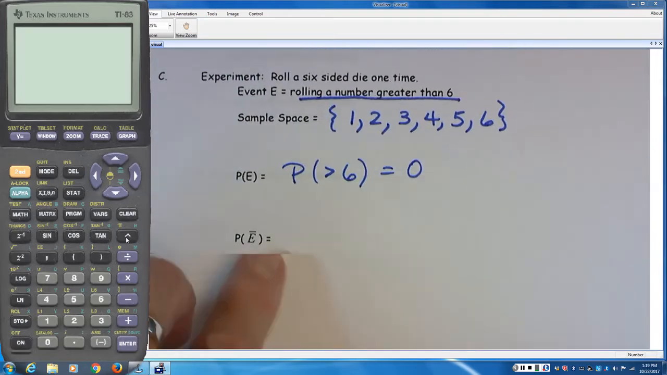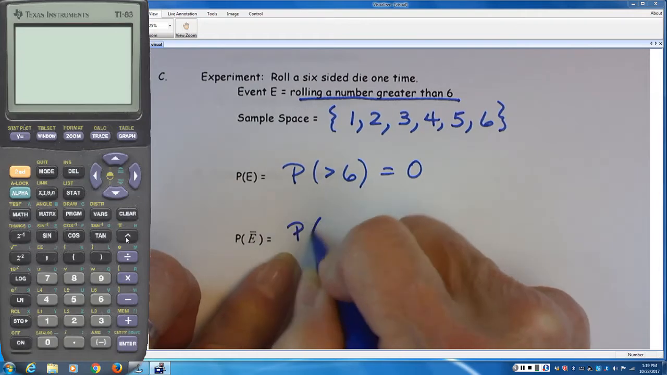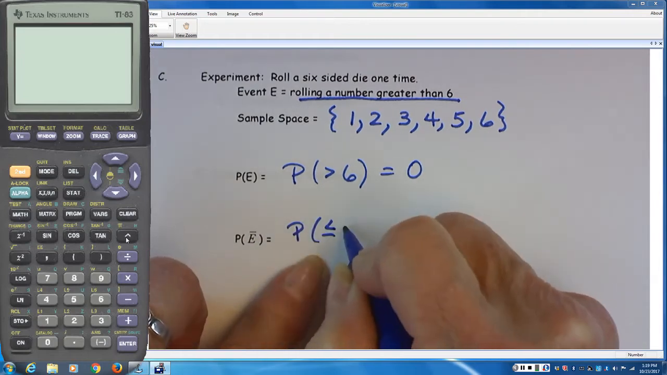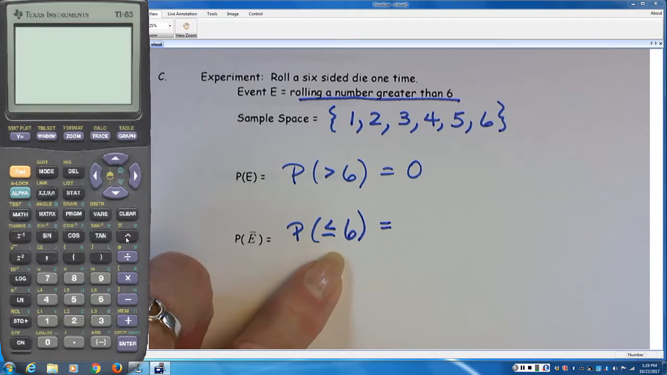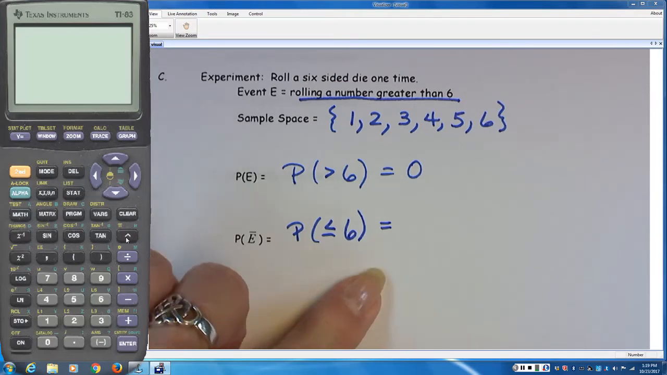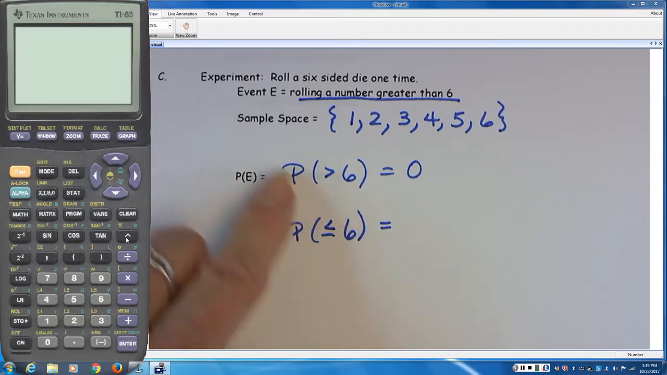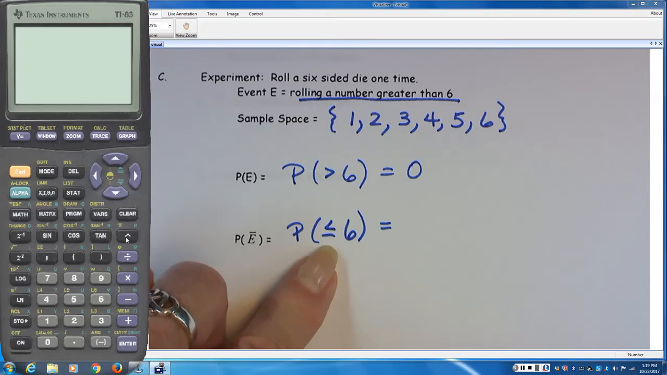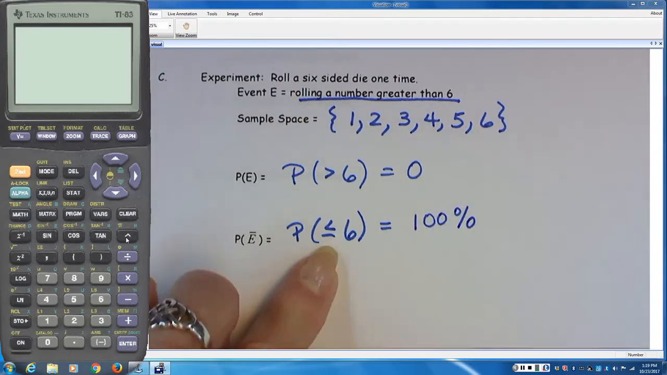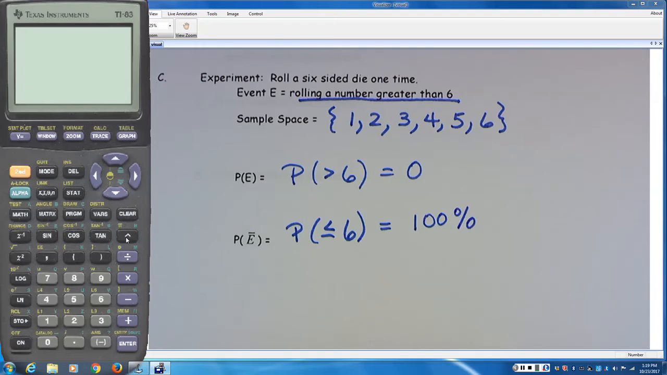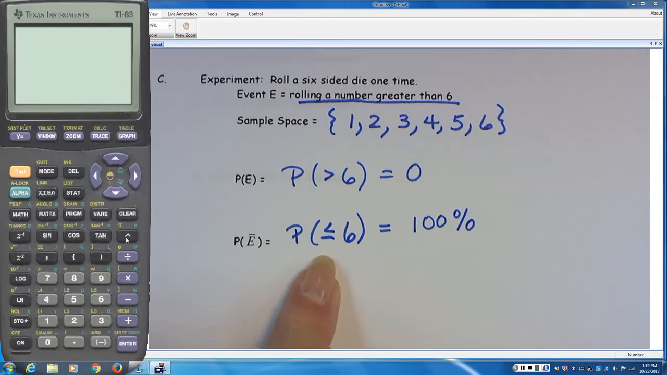Which means the probability that it's equal to or less than 6 is what? That's the complement. It's not greater than 6. It'd be 100%. Because that's all the numbers that are equal to or less than 6. 1, 2, 3, 4, 5, 6.